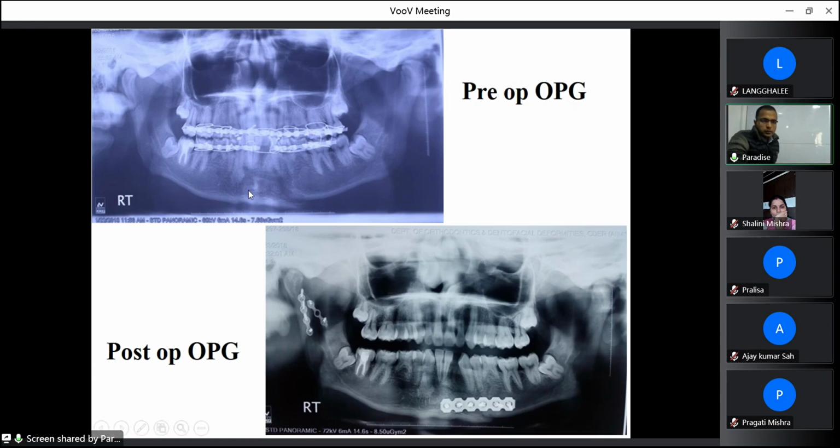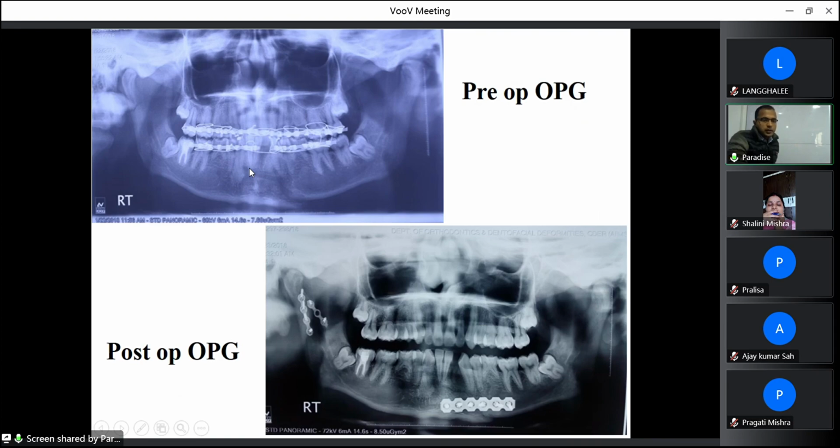This is the case we operated. It is the case of right subcondylar fracture and left parasymphysis fracture. Okay, you can see the fracture line. It is not straight. It has started from the contralateral parasymphysis. Now it is straight, and again it goes down. Again it goes posteriorly. So it is an oblique fracture.